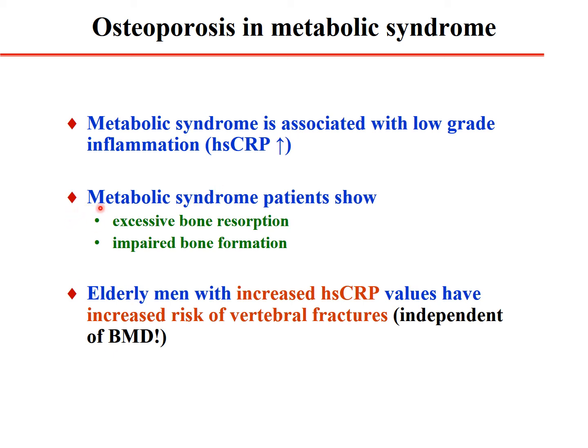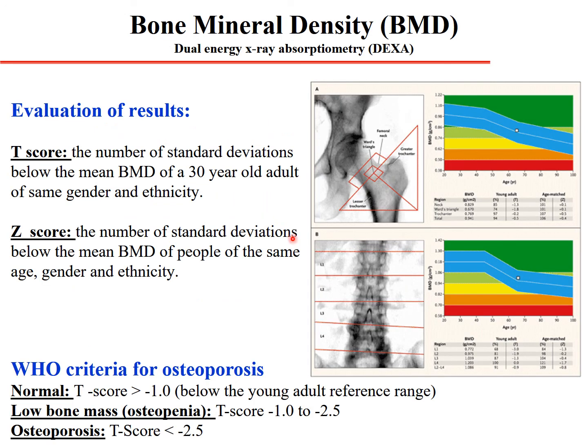The metabolic syndrome patient shows excess bone resorption and impaired bone formation. And elderly men with increased CRP values have an independent risk for vertebral fracture, independent of the bone mass density, and also have a higher chance to develop atherosclerosis. Now, how do we measure the bone mass?